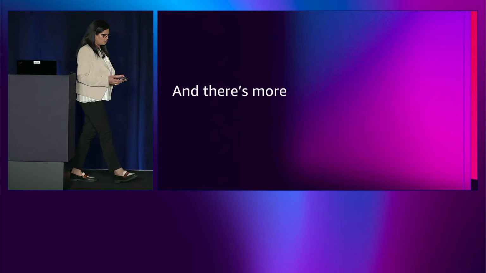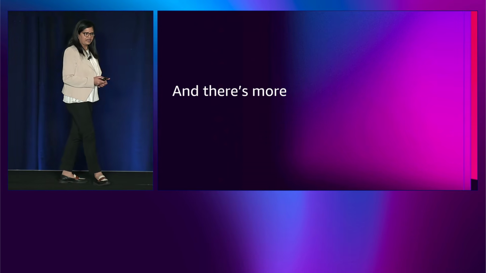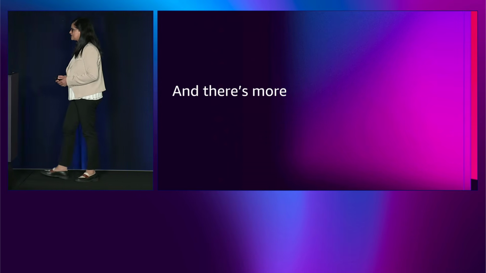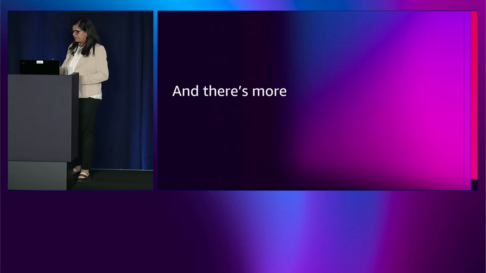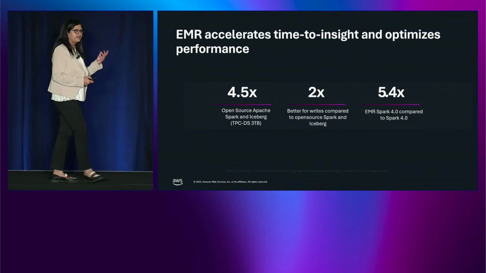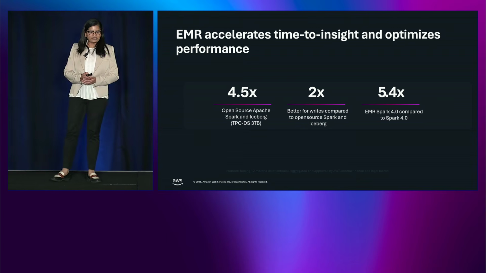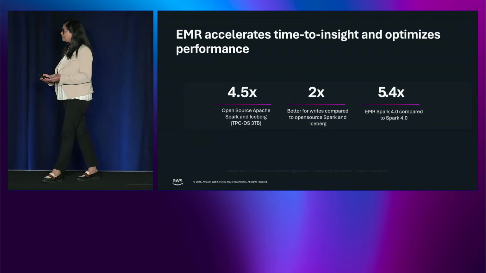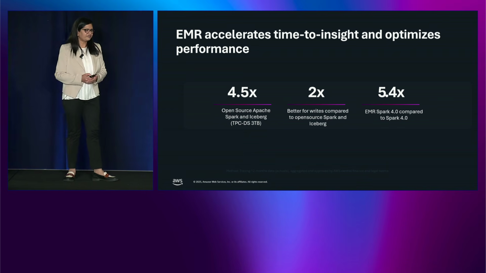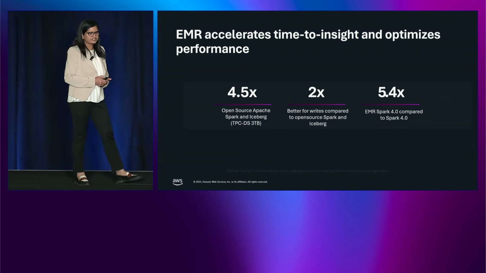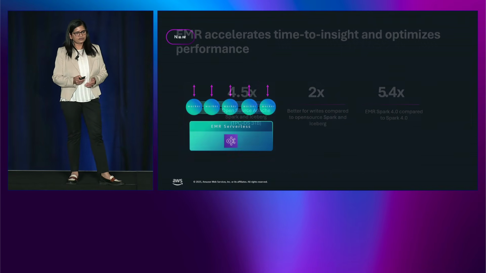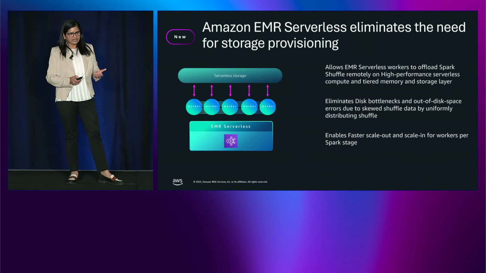So we'll show more of this demo on our web pages and blogs. You can catch this in many other sessions as well. But in the interest of time, I'm just going to quickly close out on a couple other features that we have launched, which includes the faster Spark. Now we are 4.5 times faster than open source Apache Spark. We are 2 times better for writes compared to open source Spark and Iceberg.